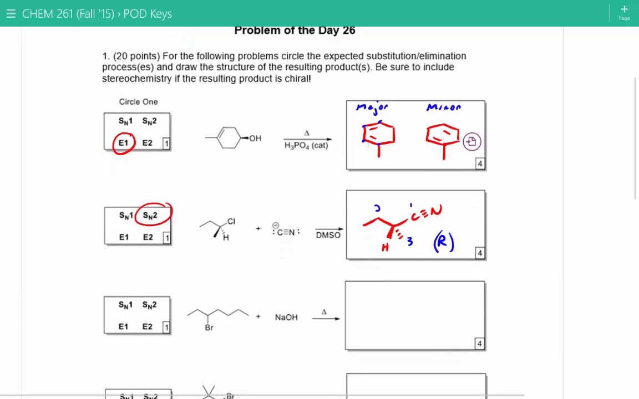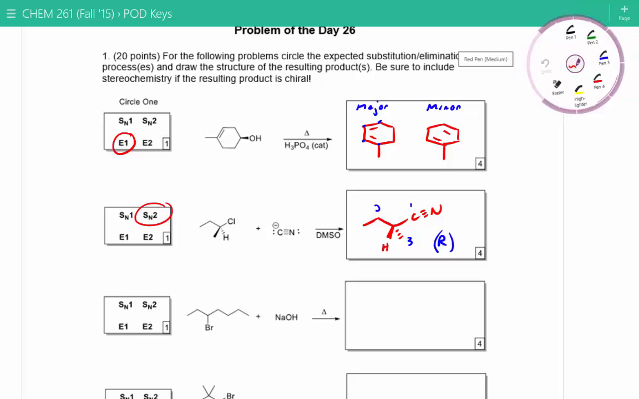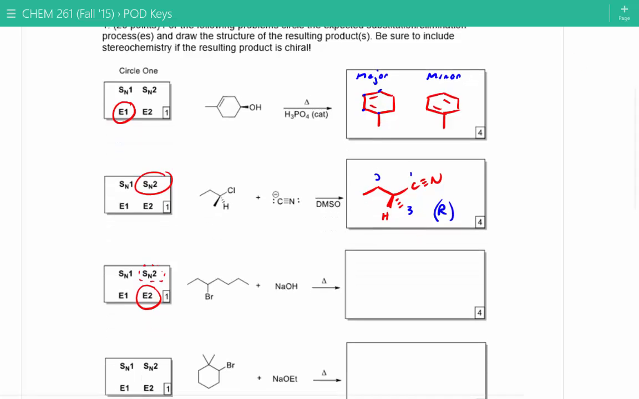All right, the next one. We've got sodium hydroxide, and we've got an electrophile that's on a secondary carbon. So would this favor E2, SN2, SN1, or E1? Yeah, it would primarily favor E2. We might get a little bit of SN2, so I'll just put a dashed circle around that.